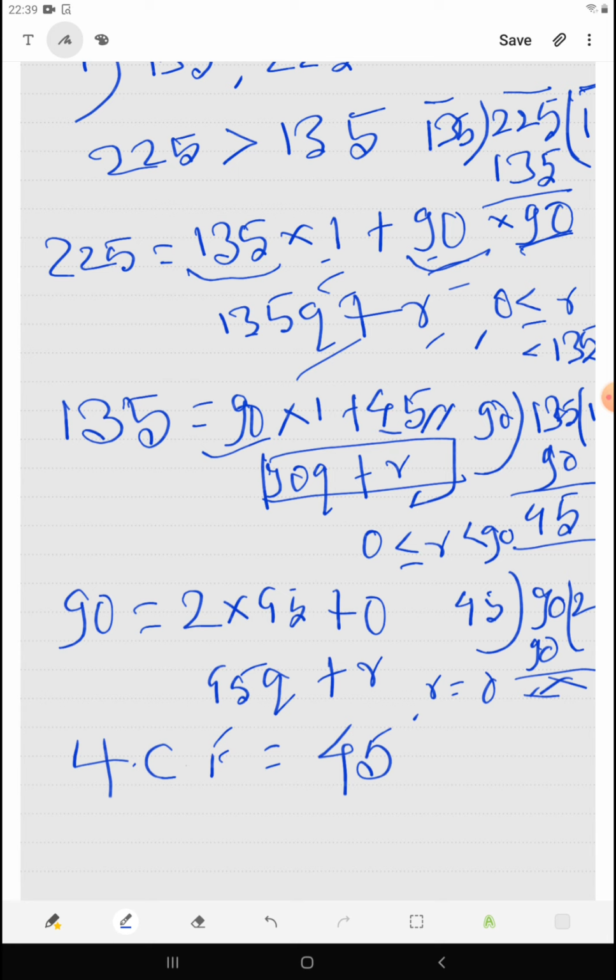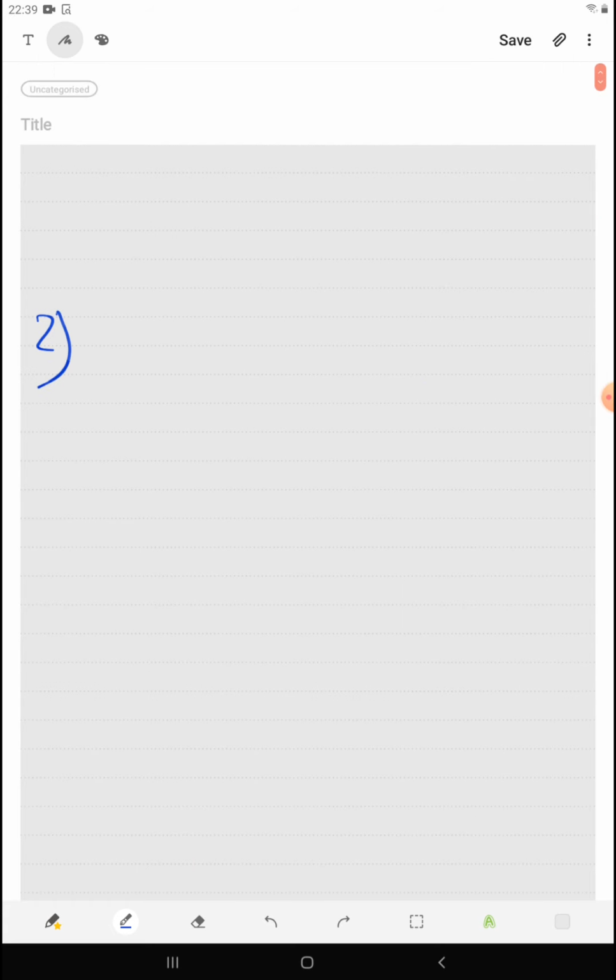So the next problem is 196 and 38220. So let's do the next problem. So the second problem is 196 and 38220.